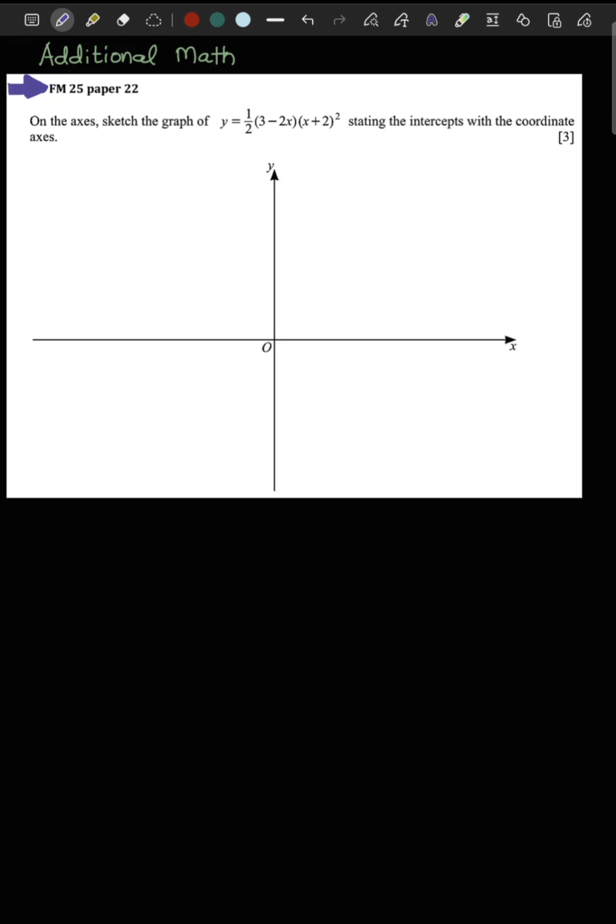On the axis, sketch the graph of y equals half (3 minus 2x)(x plus 2) the whole square, stating the intercepts with the coordinate axis.